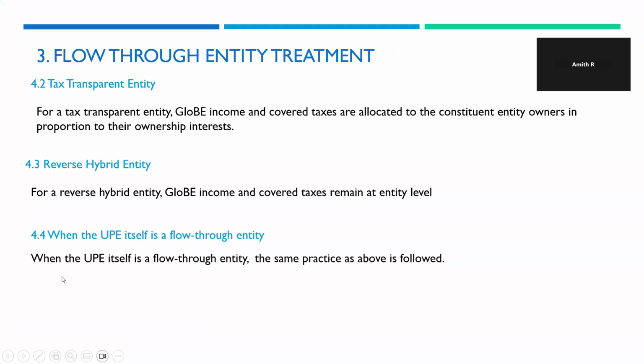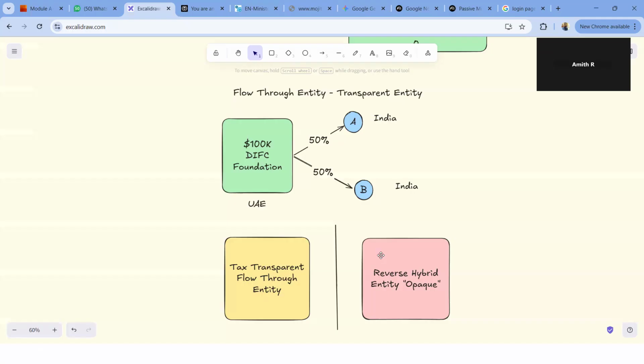See, there could be chances when the UPE itself is a flow through entity. The ultimate parent entity is a foundation. Then the same practice above is followed. You have to see whether it's a transparent entity or a reverse hybrid entity.